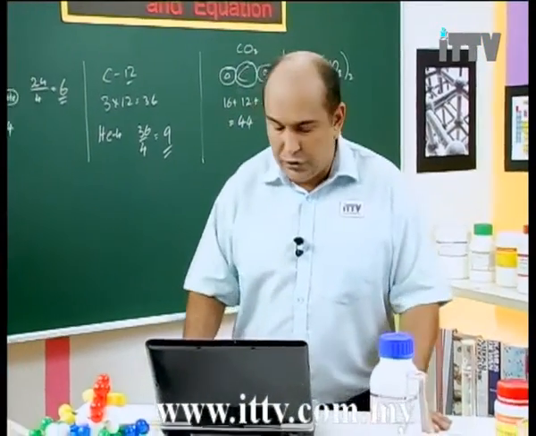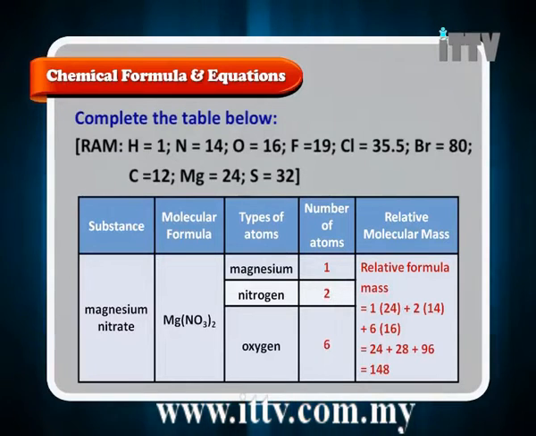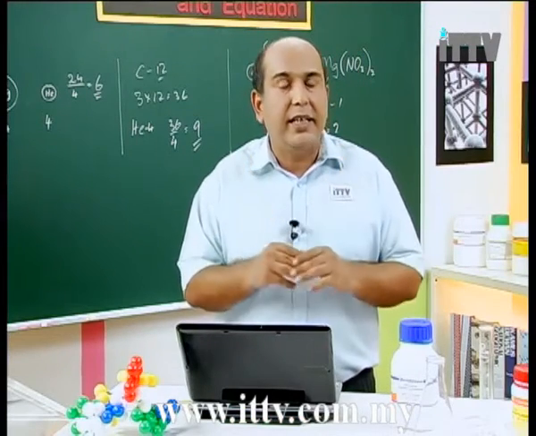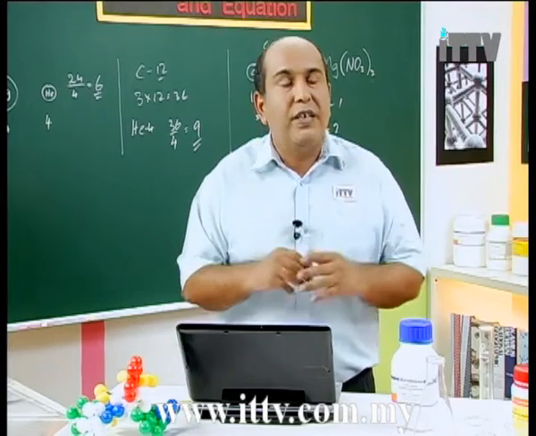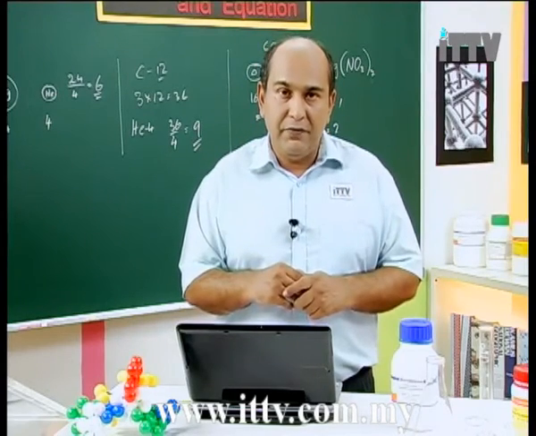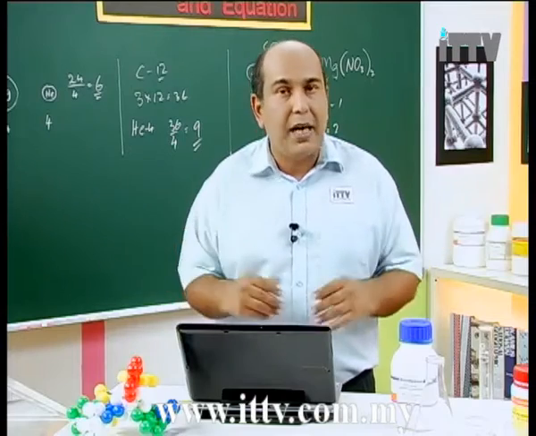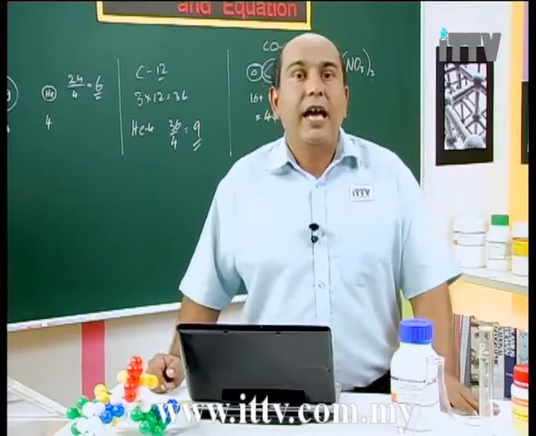Let's have a look at what we should get. 1 times 24 plus 2 times 14 plus 6 times 16. 24 plus 28 plus 96 equals 148. So these are slightly more tricky, but if you do them systematically, work out the number of each element first and then multiply it by the RAMs and then add everything up, you should get it correct every single time.